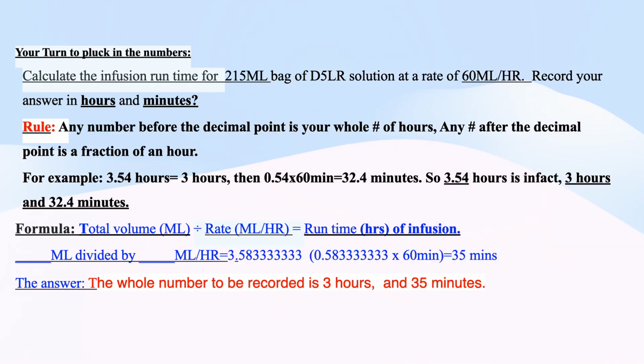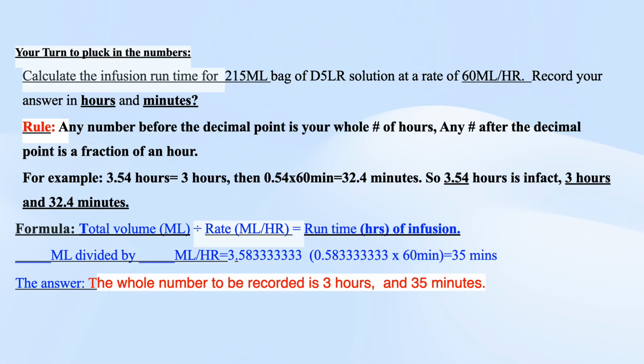What is the rate we are given? The rate we are given, again, is underlined for you, 60 ml per hour. What does the formula say? It says volume divided by my rate will give me my runtime. So go ahead, plug it in. 215 divided by 60, and you should end up with a number that looks like this, 3.58333 and so on.